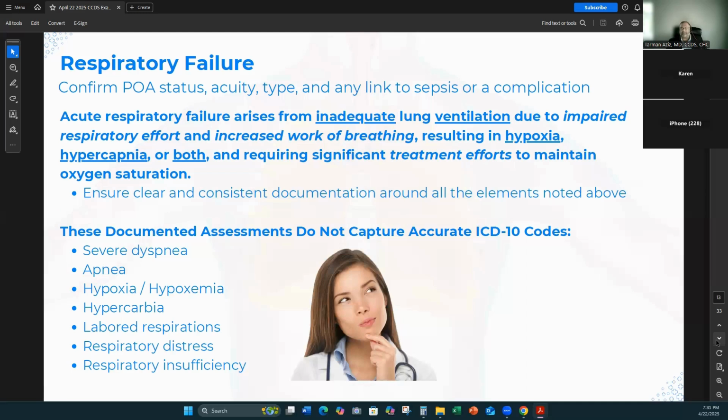It makes sense that to get certified as a CCDS approved CDI specialist, you already understand these common themes from being in the industry for a little while. So none of this should be a surprise to anyone that's been working in the industry a little while. So another piece that gets very confusing is defining acute respiratory failure.